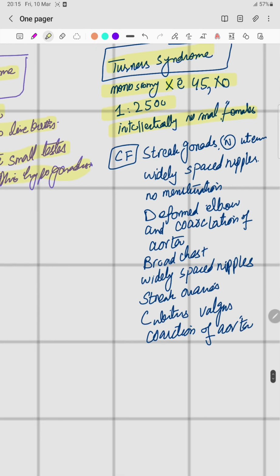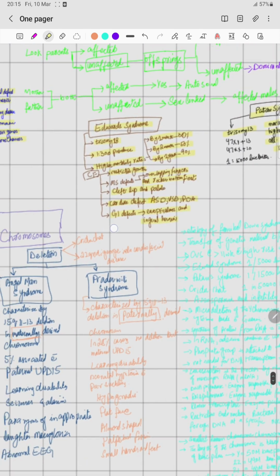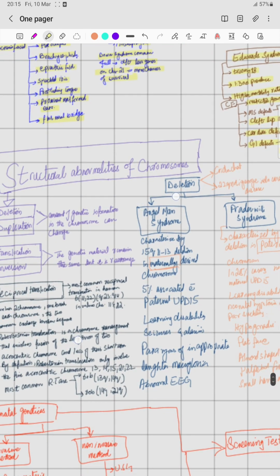The clinical features include streak gonads with a normal uterus, widely spaced nipples, no menstruation, deformed elbows and coarctation of the aorta, and a broad chest. Streak ovaries, cubitus valgus and coarctation of the aorta are the most common clinical features by which these patients present.